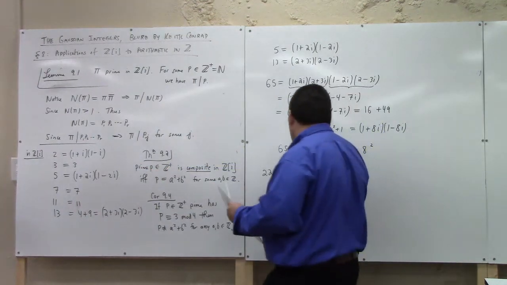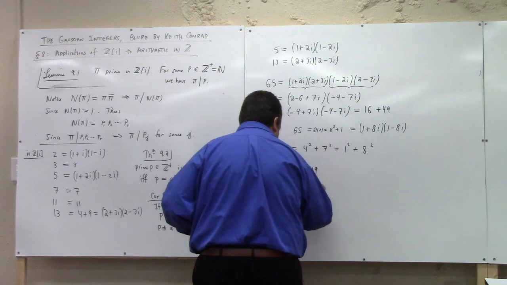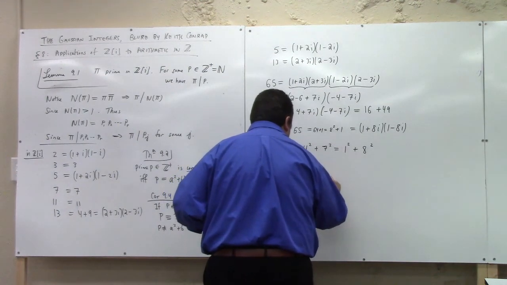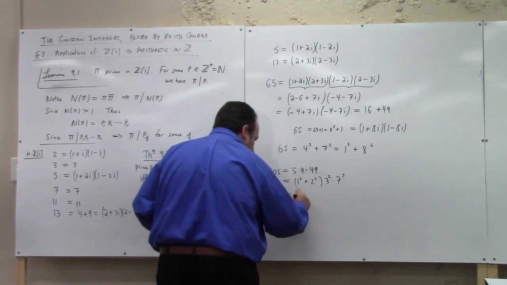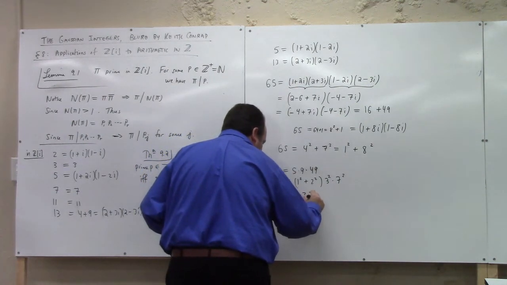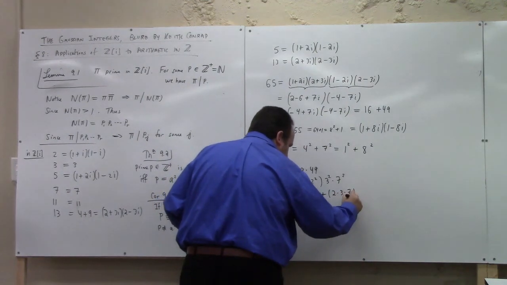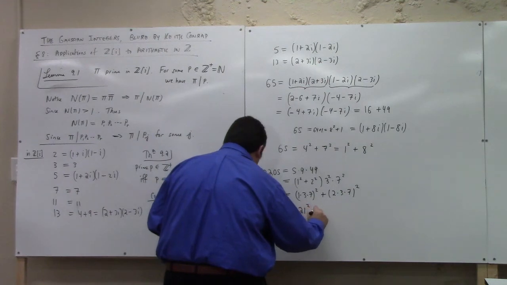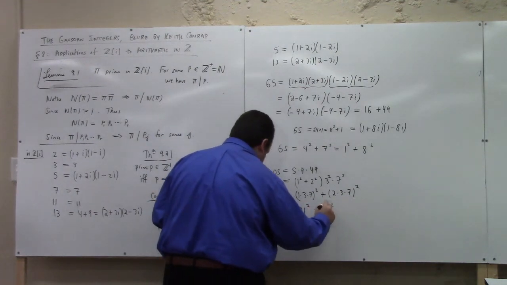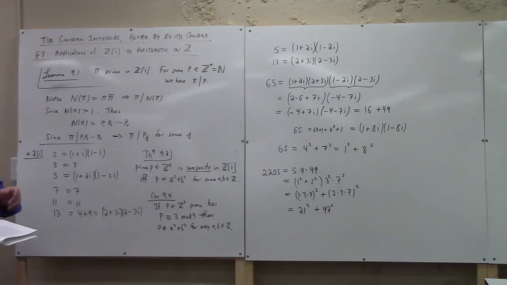But how this works is just this. So you got like 1 squared plus 2 squared, right? Times 3 squared times 7 squared, and you multiply it in. And you've got 1 times 3 times 7 squared plus 2 times 3 times 7 squared. So that is 21 squared plus 42 squared. So that's how Theorem 9.10 works.